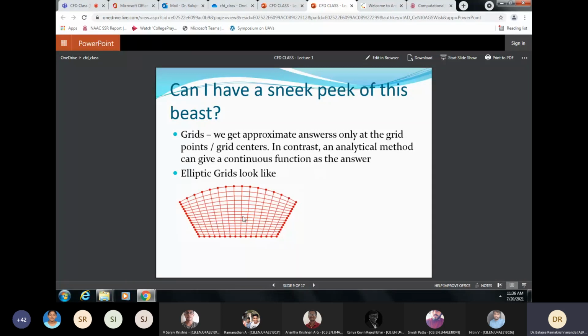Similarly, I can have the velocity components also at every point. u at i comma j, v at i comma j, w at i comma j, p pressure at i comma j, rho density at i comma j, T temperature at i comma j, and whatever else you want.